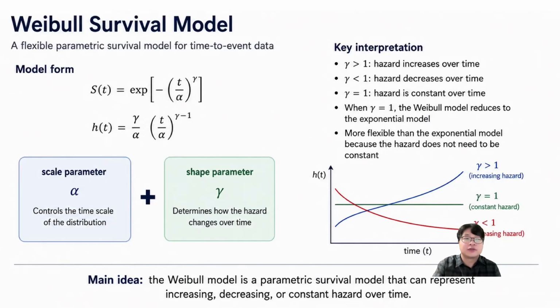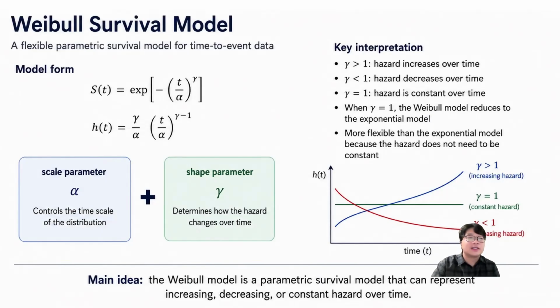The Weibull model has two important parameters. The first one is the scale parameter, alpha. The second one is the shape parameter, gamma. If gamma is bigger than 1, the hazard increases over time. If gamma is smaller than 1, the hazard decreases over time. If gamma is the same as 1, the hazard is constant over time.